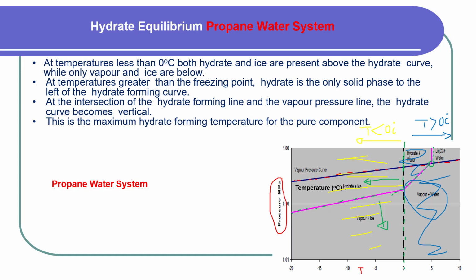And as we mentioned, at the intersection between the hydrate formation curve and the vapor pressure curve, you will see that the hydrate formation curve goes vertically, which means that this is the maximum hydrate forming temperature. At this point, this is the maximum temperature, or the maximum hydrate forming temperature, for this pure substance or pure component, which in this case is specifically propane.